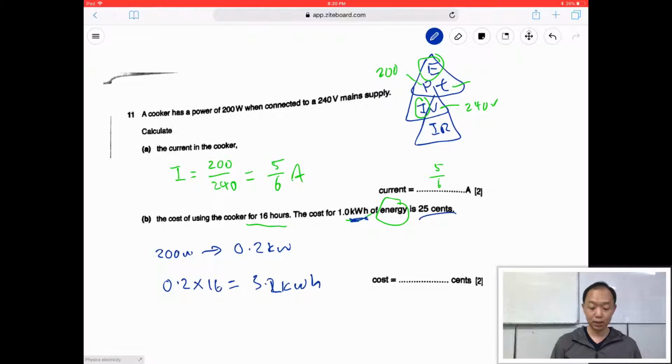But they say that it's 25 cents per kWh. So yes, it's in terms of cents. So we take 3.2 times 25, 80 cents. Okay, answer 80 cents. Next.